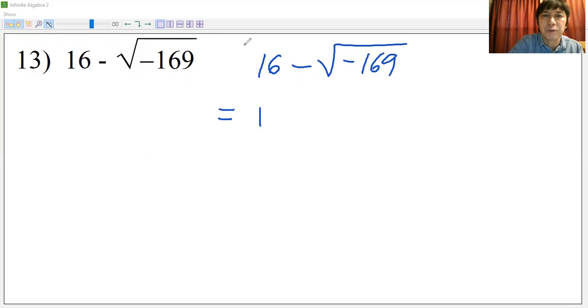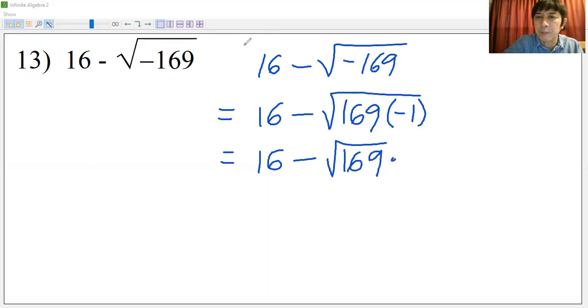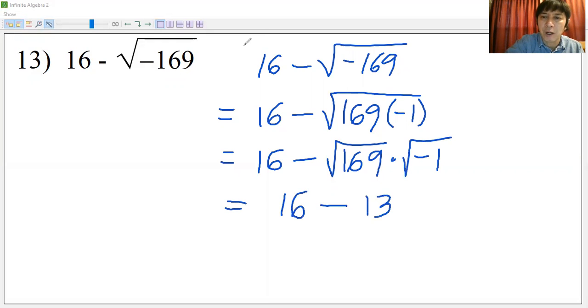And this is equal to 16 minus, you can now split the negative 169 into two numbers, 169 multiplied by negative 1. That's the equivalent of negative 169. And so we can now have the two square roots, the square root of 169 multiplied by the square root of negative 1. And this is now 16 minus 13i. The square root of 169 is 13, and the square root of negative 1 is i.